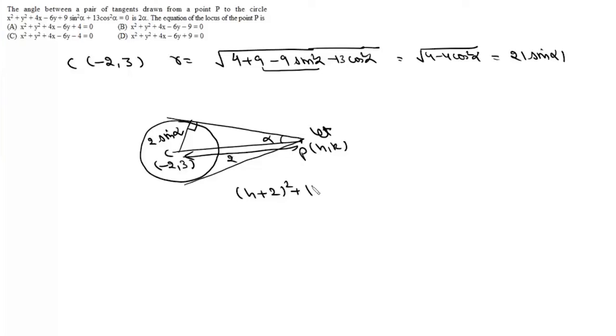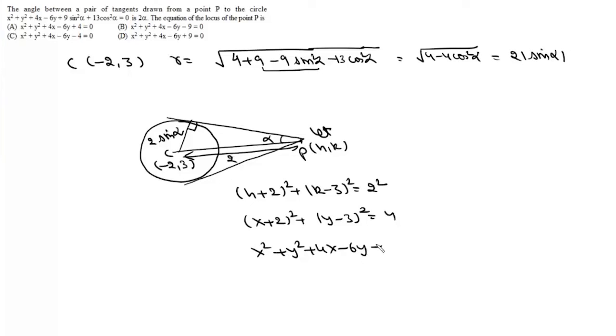So its locus will be a circle which is given by (h plus 2) whole square plus (k minus 3) whole square equals 2 square. Now we'll replace h with x and k with y. So it will be (x plus 2) square plus (y minus 3) square equals 4, or we can write x square plus y square plus 4x minus 6y plus 9 equals 0. And that's your option D.